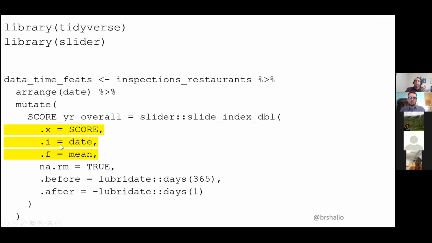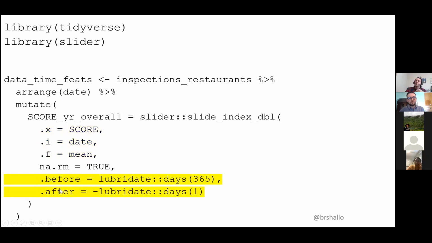I have to specify what the index is going to be. That's my date column, the date of the inspection. And then I'm specifying what function I want to do. In this case, I'm doing mean. Just give me the mean inspection score. But you could have this be any function you could imagine. On their website, they have some examples of passing through modeling steps in this process. But any kind of function transformations you'd want, you could use as your function here.